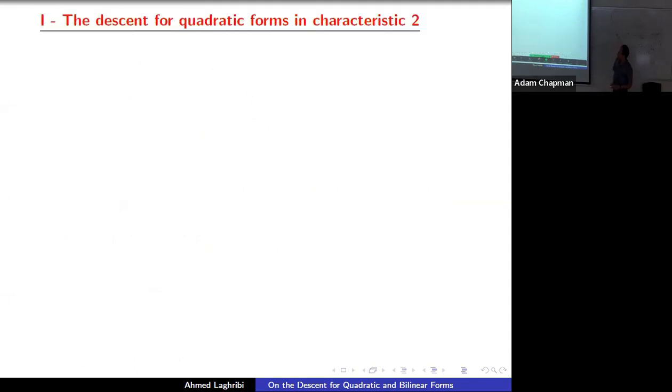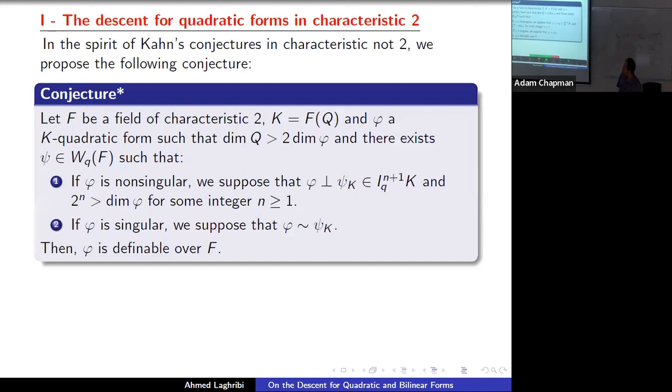Now, the distance for quadratic forms in characteristic two. So we have two parts. I will talk about the distance for quadratic forms, and the last part will be about bilinear forms. Okay, the distance for quadratic forms in characteristic two, in the spirit of Kahn's conjecture in characteristic not two, more precisely in the spirit of Conjecture 2.